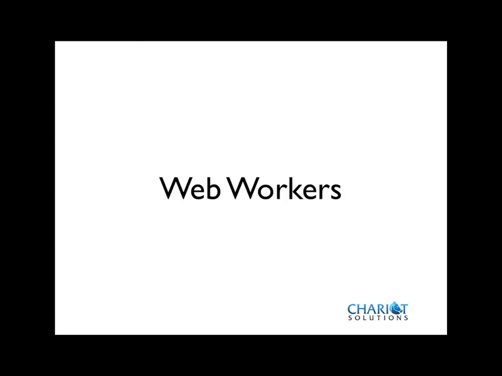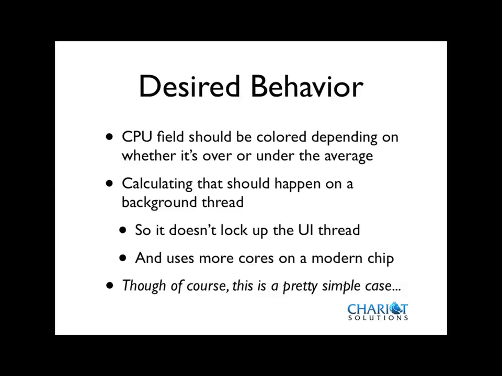So the next thing I'm going to add on top of that is web workers, where you can use background tasks, background threads. The desired behavior here is we want to color the fields on the screen depending on whether they're over or under some particular threshold. Just for this example, we'll color the CPU red or green depending on whether it's over the average CPU that we've observed so far for that node.